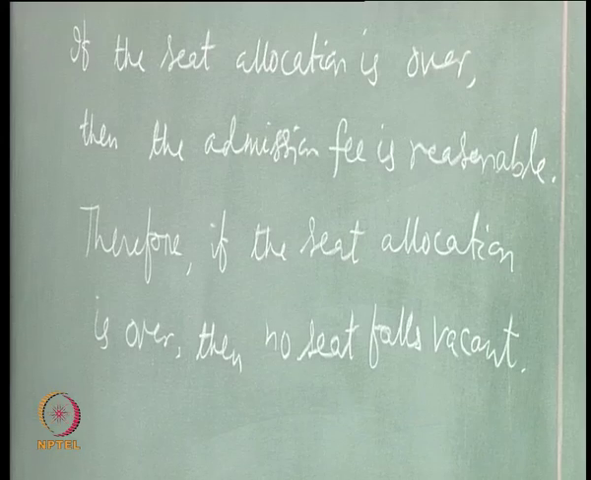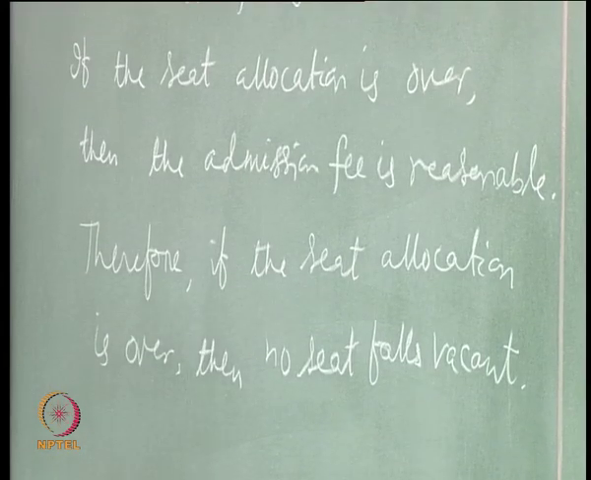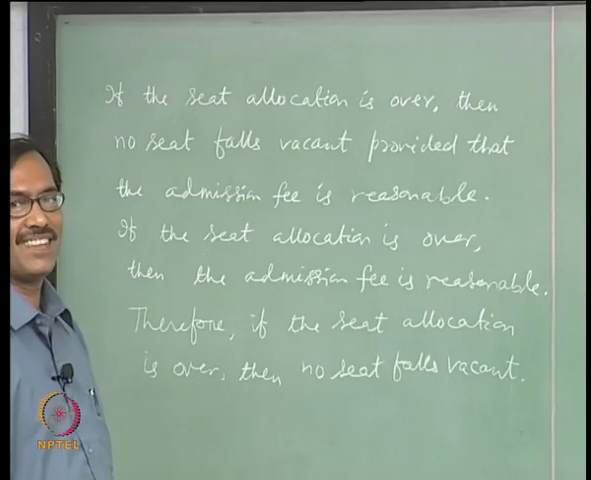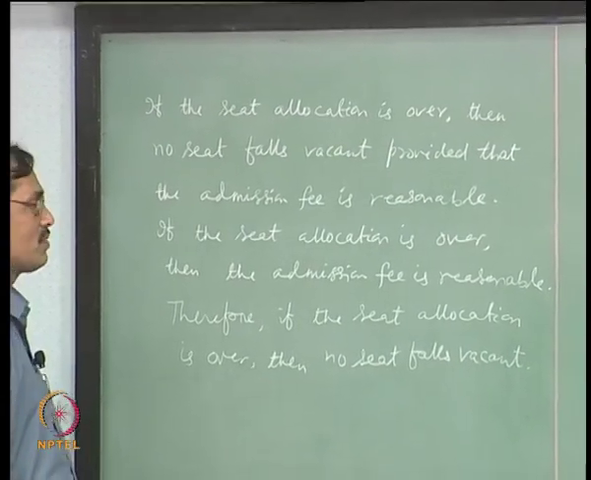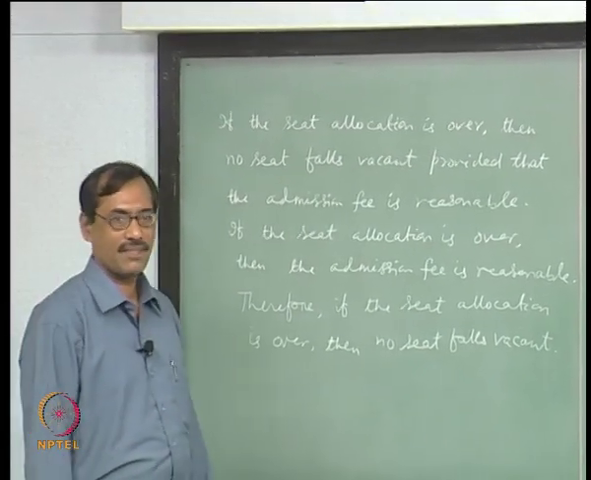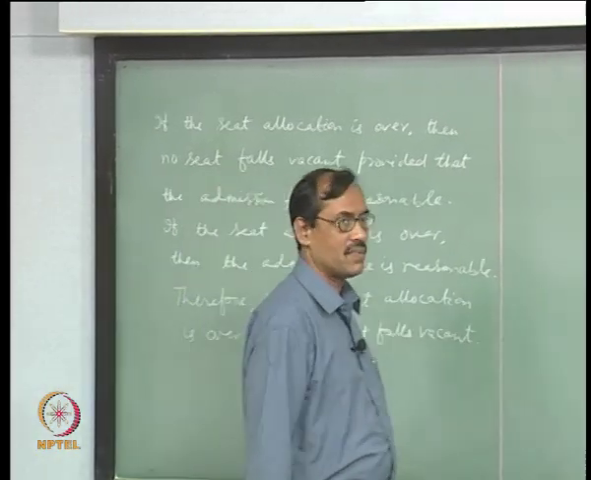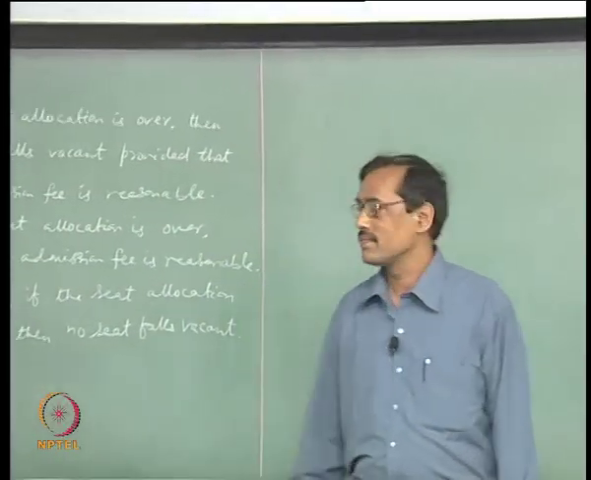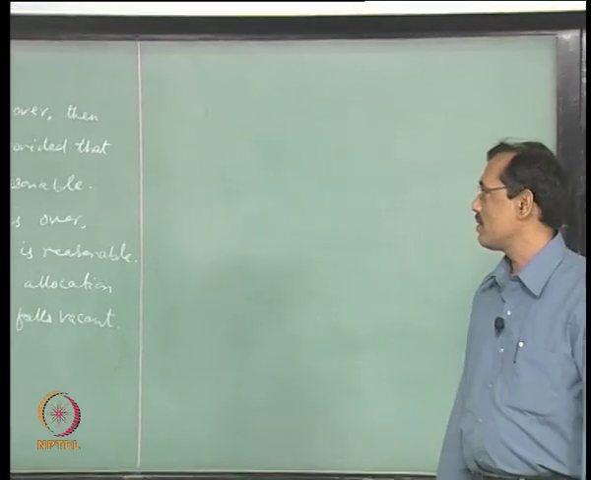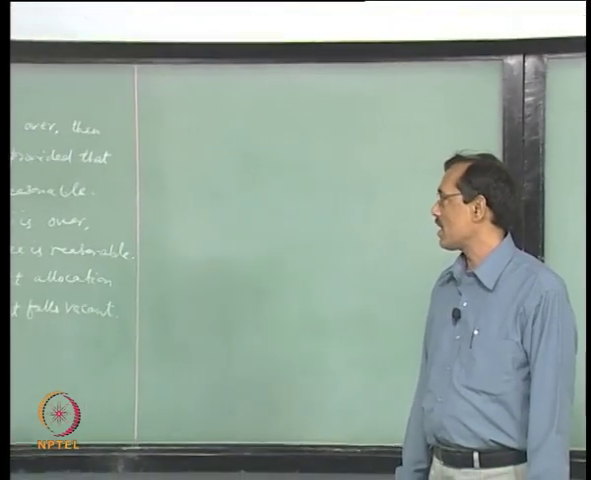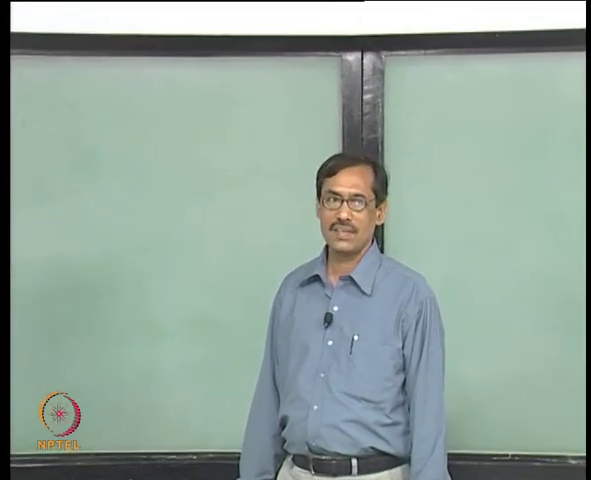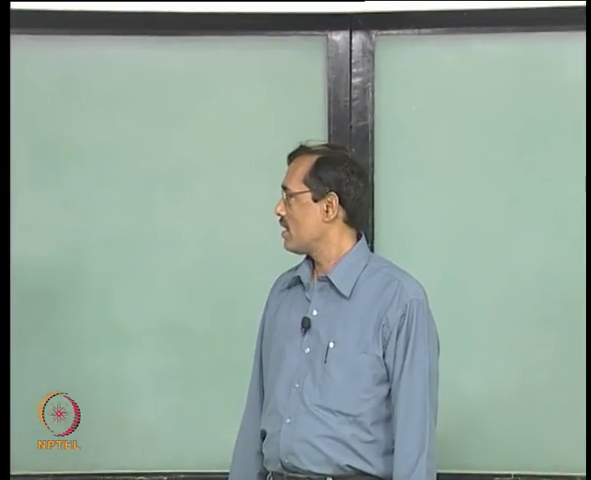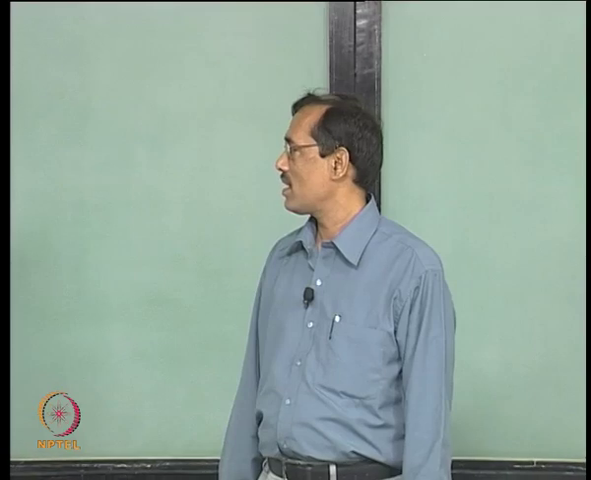So, this is a typical situation in your seat allocation in JEE. It says if the seat allocation is over, then no seat falls vacant, provided that the admission fee is reasonable. Now, the second premise says if the seat allocation is over, then the admission fee is reasonable, and our conclusion is coming after. Therefore, it says if the seat allocation is over, then no seat falls vacant.